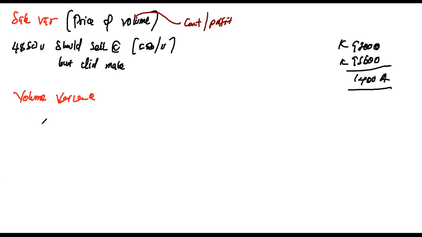Here, we simply look at the budgeted sales volume, you compare with the actual sales volume, and then you multiply by the standard contribution. So what was the budgeted volume? The budget was 5,100. Then the actual volume? The actual was 4,850 units.